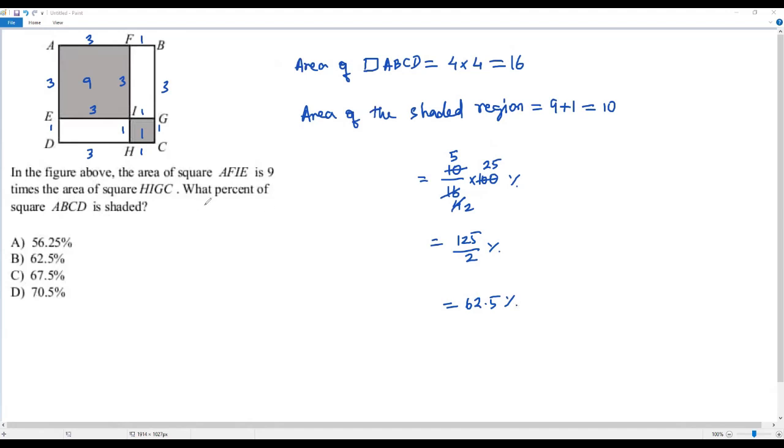So our aim is to find what percent of square ABCD is shaded. 62.5 percent of the square ABCD is shaded, and we find this 62.5 percent in answer choice B. The correct answer choice for this question is B.